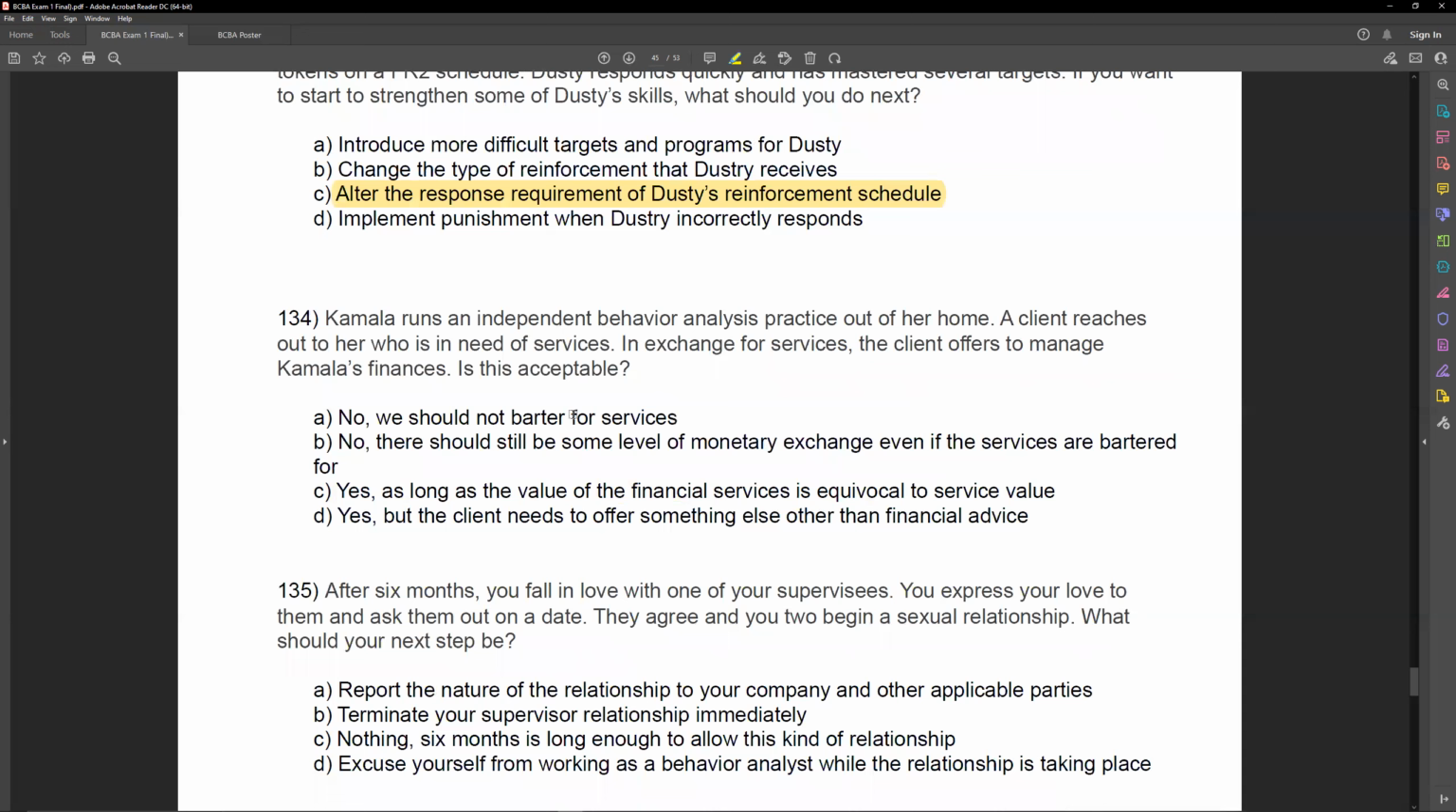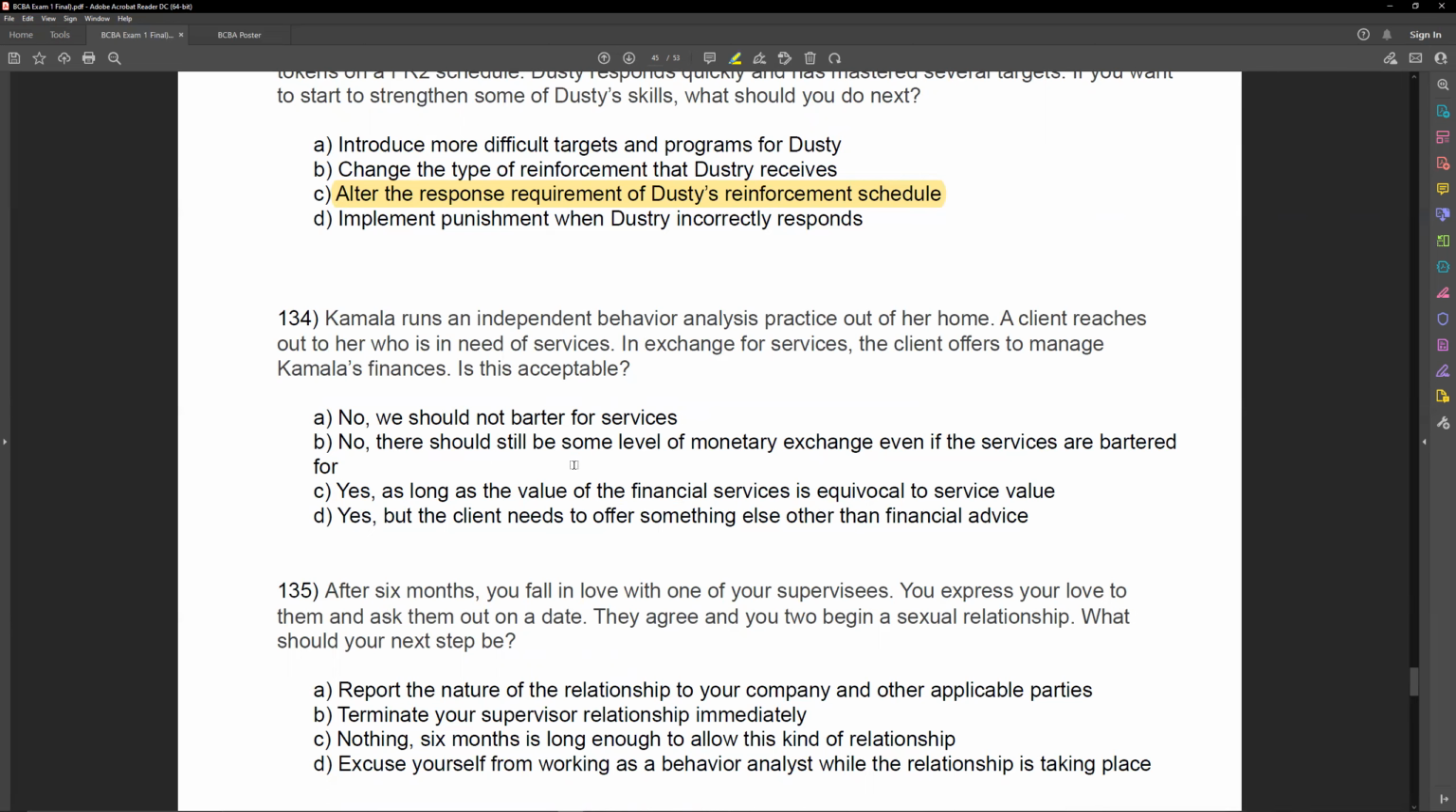First question to ask yourself, can we barter? Can we barter for services? The answer is yes, you can barter for services. Therefore, we can eliminate A, which says, though, we should not barter for services. You are allowed to barter. Okay, you can provide services in exchange for something else. Okay, so what should that something else be? Does it have to be monetary? No, there should still be some level of monetary exchange, even if the services are bartered for.